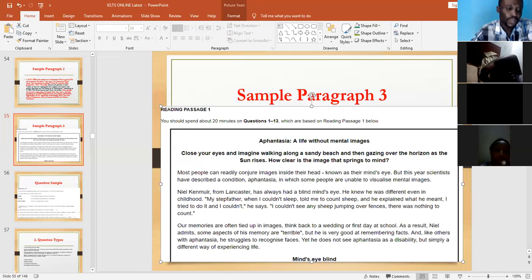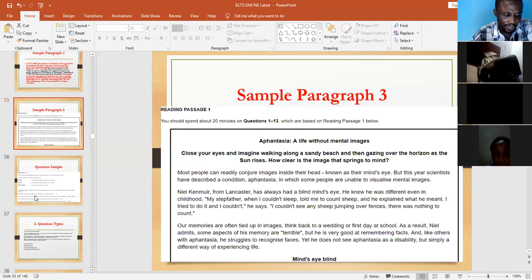Now, let me pick another paragraph. Let me see if I can see something on my slide.